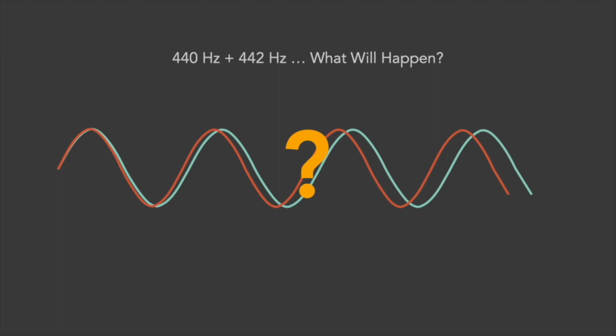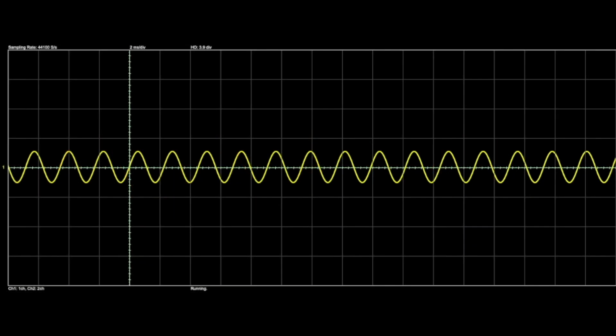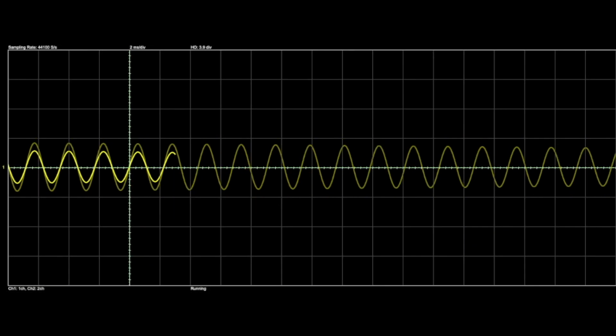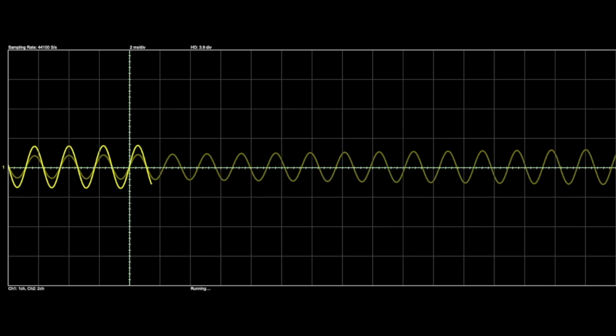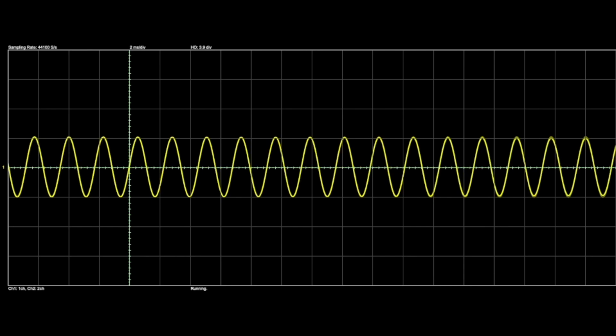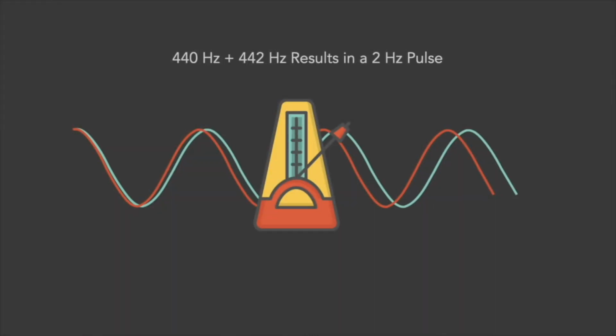Let's hear what happens when we play 440 and 442 Hz at the same time. As you can both see and hear, the frequencies interfere with each other in such a way that the resulting wave rises and falls to a very steady rhythm. In fact, this rhythm is exactly equal to the difference between the two frequencies, 2 Hz.